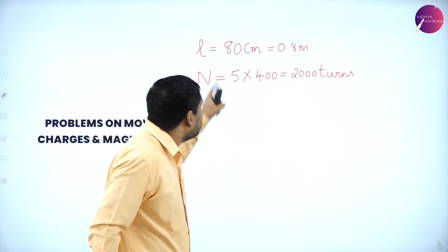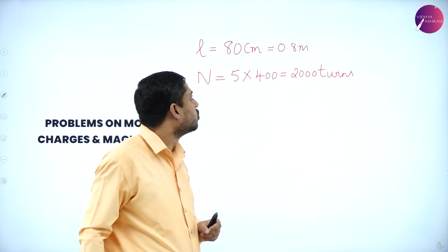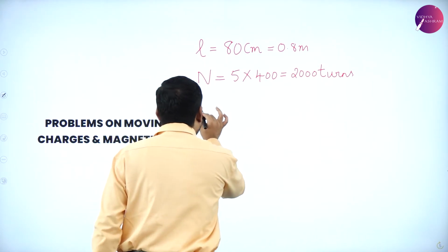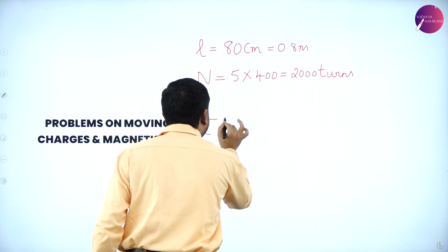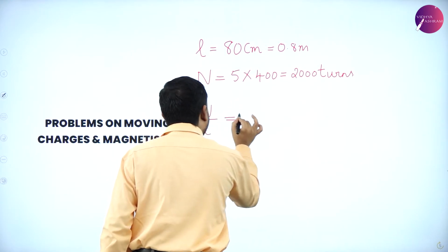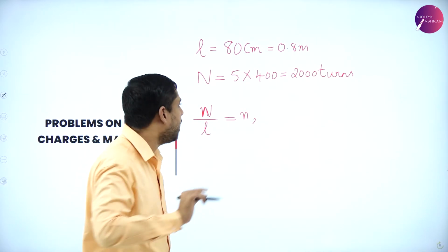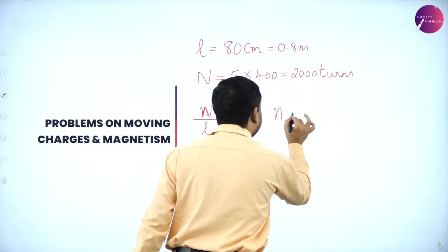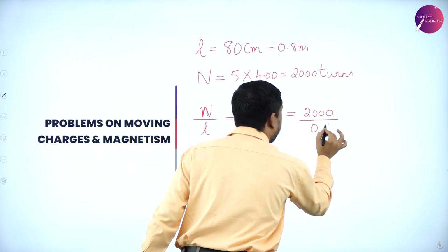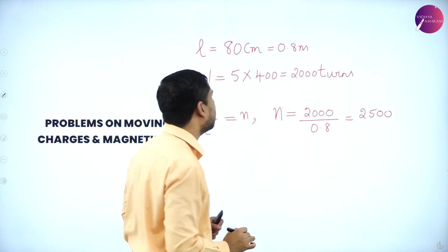So total number of turns is 5 into 400, which is 2000. And number of turns per unit length, this is capital N by L, is small n. Number of turns per unit length, which means small n is 2000 divided by 0.8, so 2500 turns.